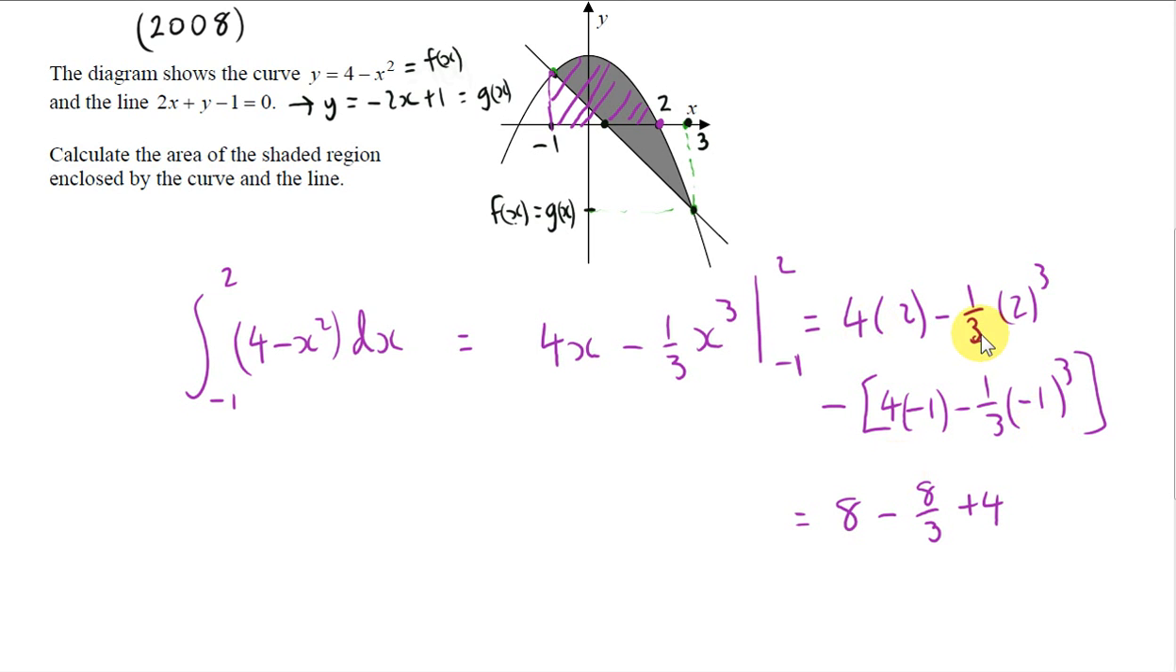Okay, so we get 4 2s are 8. We've minus 8 over 3 here. We've -4, and the minus gives us +4. Inside here we have -1 cubed is -1. By minus a third is plus a third. And then we have the minus sign giving us minus a third.